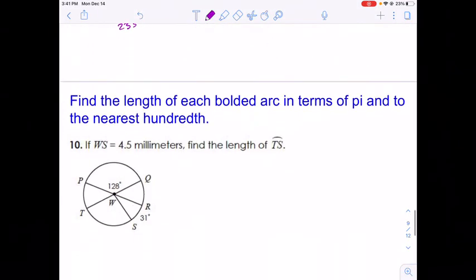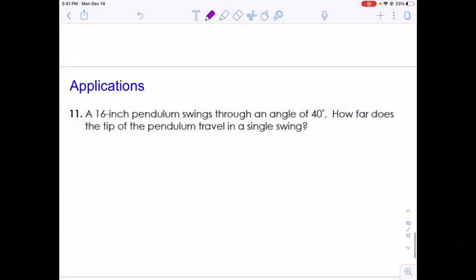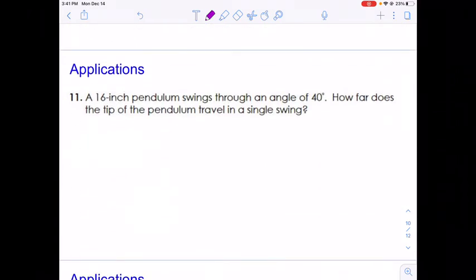All right, so let's move on to number 11. A couple application problems here. A 16-inch pendulum swings through an angle of 40 degrees. How far does the tip of the pendulum swing and travel?